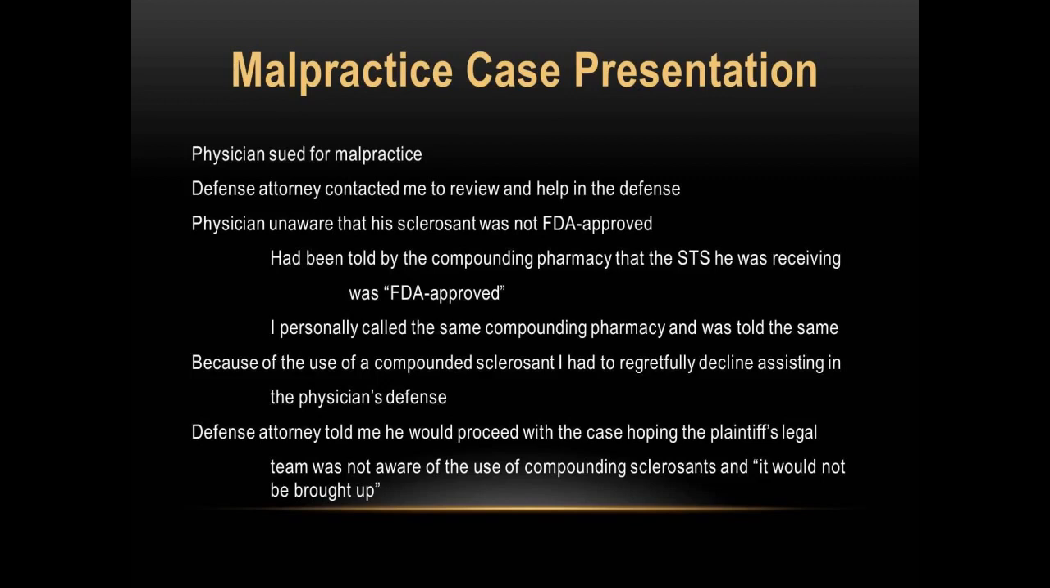So, because of the use of compounded sclerosants, I regretfully had to decline in his defense. The defense attorney told me that he was going to go ahead with the case, hoping that the plaintiff's team didn't know about the compounding sclerosant and wouldn't bring it up.